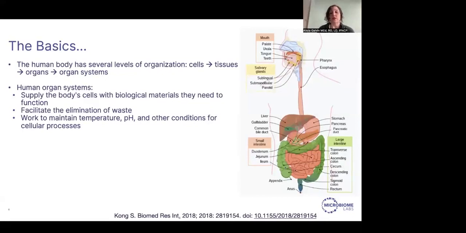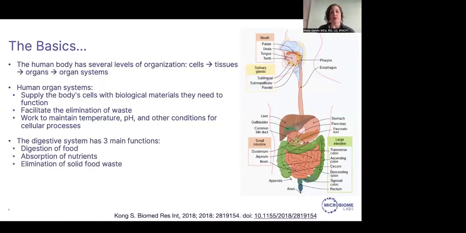So in the case of our digestive tract, we're assimilating nutrients that our bodies need in order to do all of its functions. We're eliminating waste so that that waste doesn't build up and continue to provide more toxic elements for us. Working to maintain temperature, pH, and other cellular processes. As we'll talk about, you have to have a proper pH for your enzymes to work in the gut. And if there's not a proper pH, then those enzymes aren't going to break down our food.